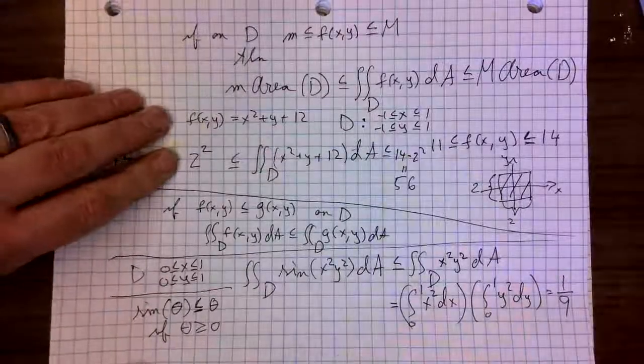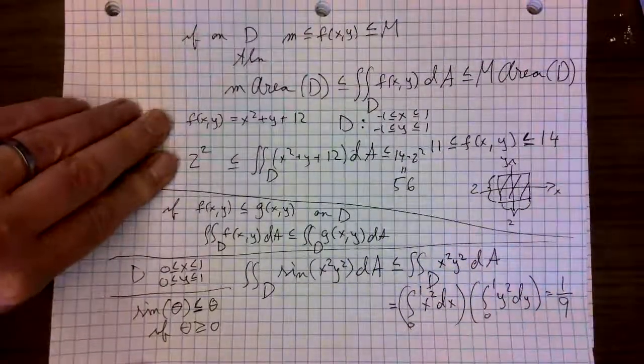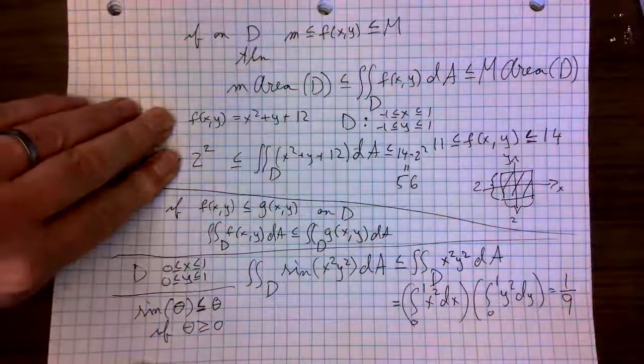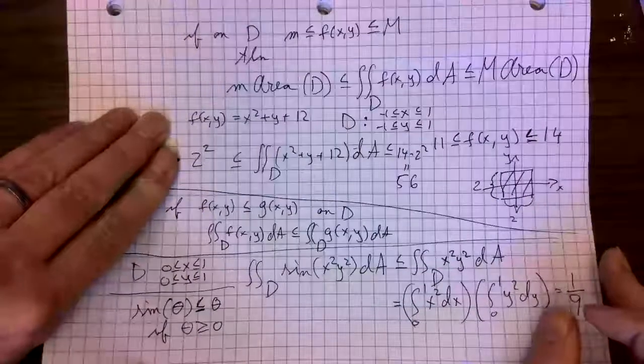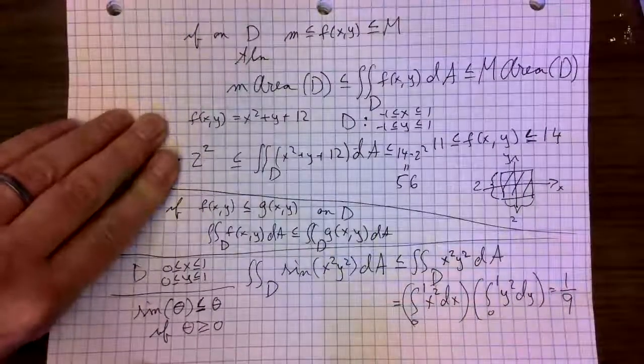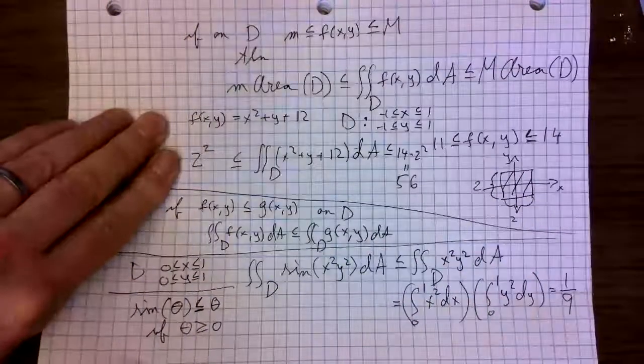Right, I mean, maybe we say, well, it's no bigger than a million or something, but maybe we need a better estimate than that. 1/9 is actually pretty good. Okay, and it was much easier to compute than to numerically estimate this integral.